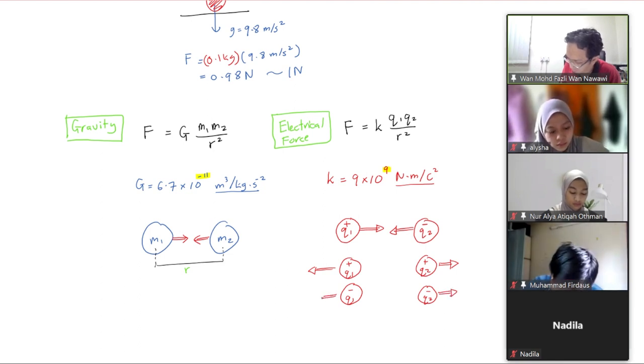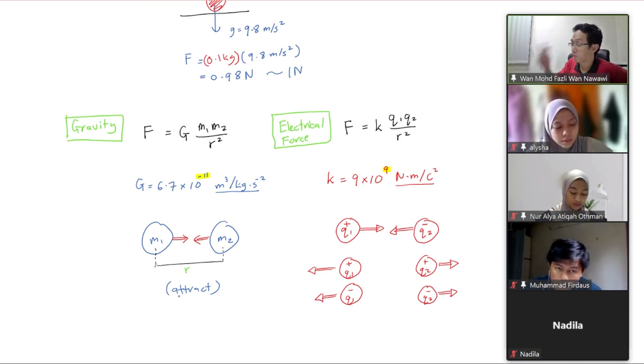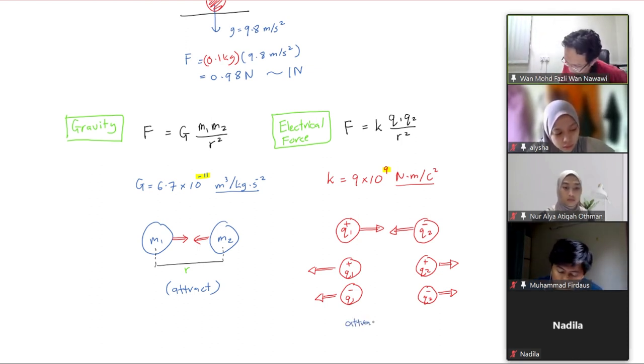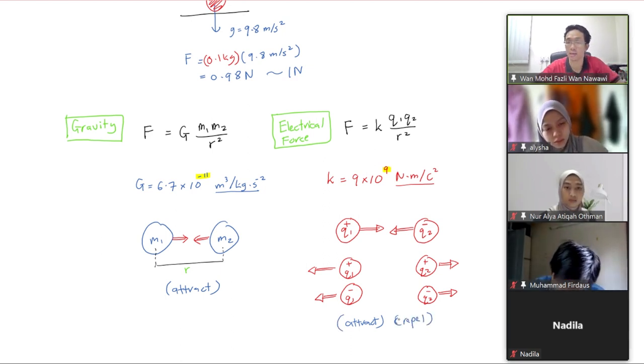So the difference between the gravitational force and the electrical force, the forces you are familiar with in your life, is that gravity only attracts. But for the electrical charge, it can attract and it can also repel. That's the difference between electrical and gravitational force.